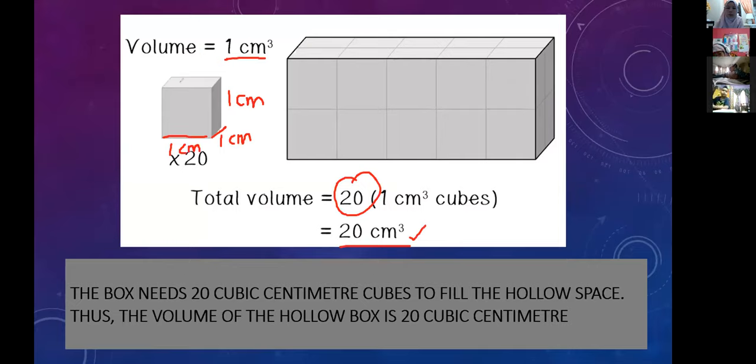Because when you arrange the cube here, like ice cube ni, kalau arrange sampai dia penuh, you will get 20 cube. So it's representing 20 cm³. Okay? Because last time I asked you to answer the question this one. So this is the example how we want to get the volume of hollow box. Okay, I hope you still remember. Okay, next, we proceed to the next slide.